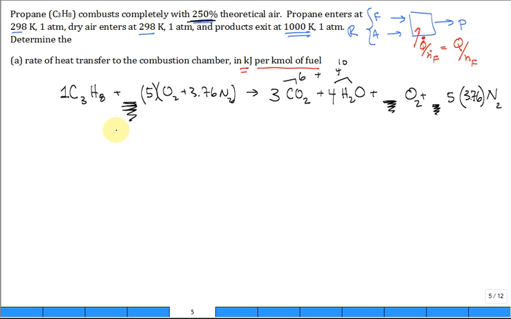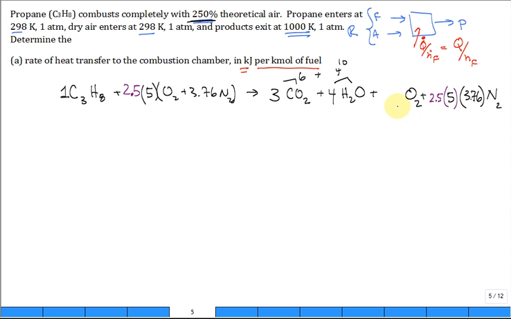Now that we have it balanced for 100% theoretical air, let's modify it for 250. True? So if we come in and say 2.5, is that the correct coefficient here? 2.5? Thumbs up if you agree. Let's do the nitrogen, it's the easiest. 2.5. So we're good on the nitrogen. Nitrogen's finished. Now the hard one, the oxygen.